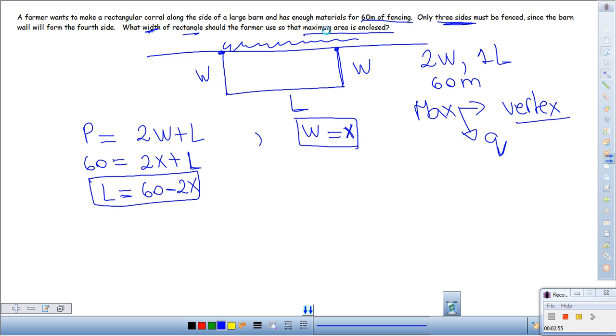Now let's go back. Maximum area. Well, how do we find the area of a rectangle? It is length times width. So the area of a rectangle, in my case, is (60 minus 2x) times x. And we're trying to find what x value we need in order for this area to have a maximum value. Well, maximum value, we said, means vertex. Vertex means rearranging my function in vertex form or finding the vertex form from right here.